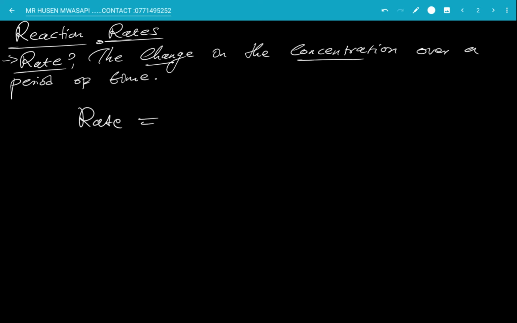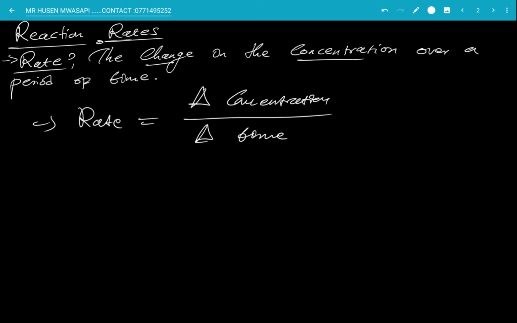So rate is equal to the change in concentration over the change in time. It's quite simple to understand. The change in concentration over the change in time.